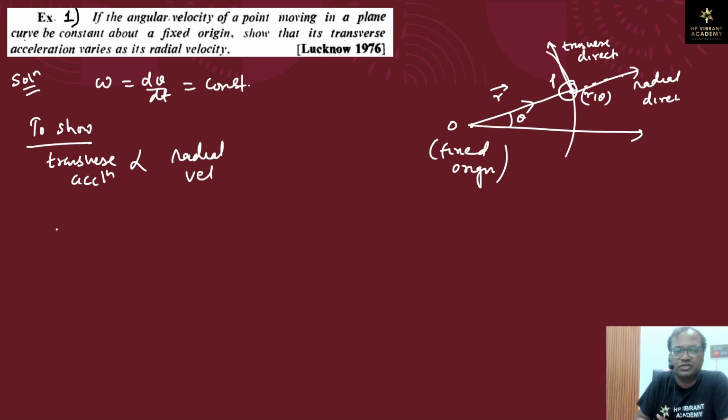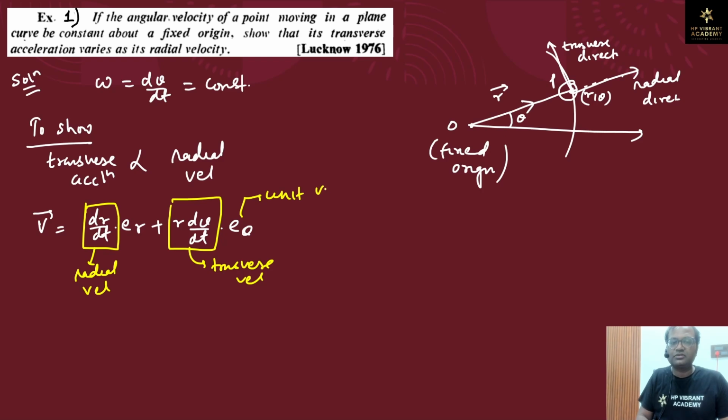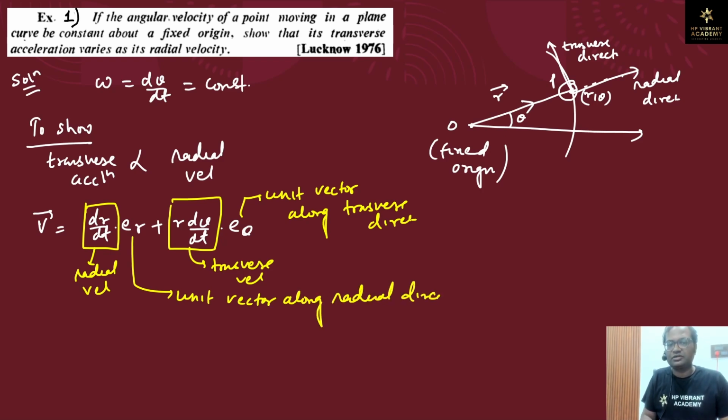What we have studied a few minutes ago is that we have expressed the velocity component at point P as a linear combination of the radial velocity and the transverse velocity. This is given as dr upon dt into e_r plus r d theta upon dt into e_theta. This is the radial component and this is the transverse component. This is radial velocity and this is transverse velocity, and e_theta is the unit vector along the transverse direction and e_r is the unit vector along the radial direction. This we have already studied.